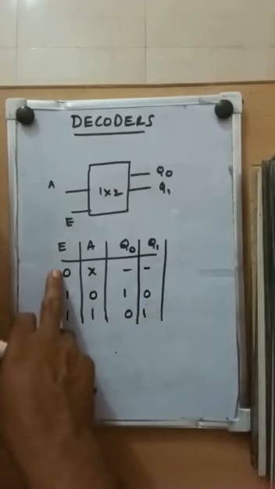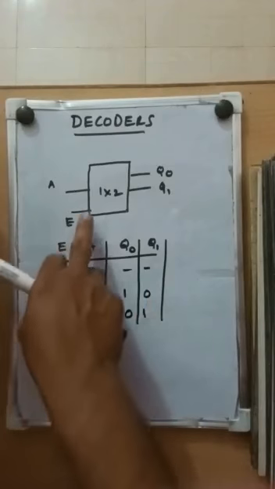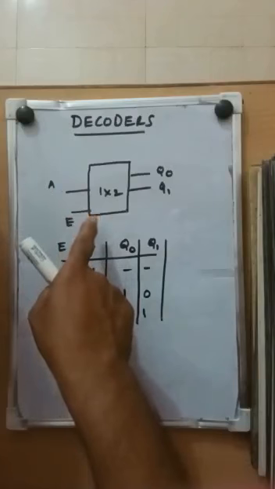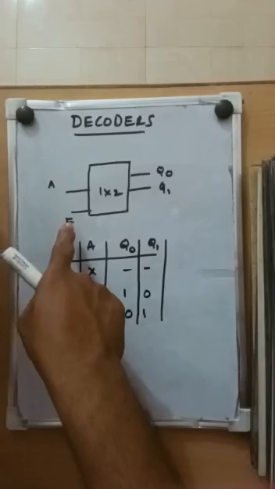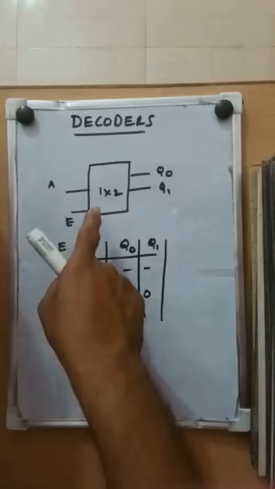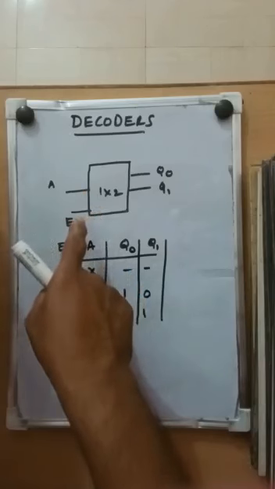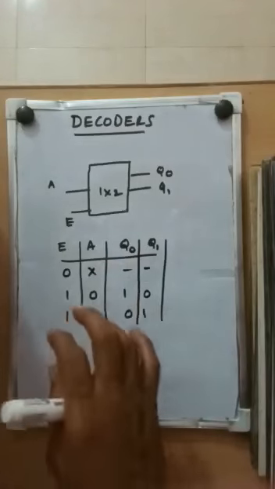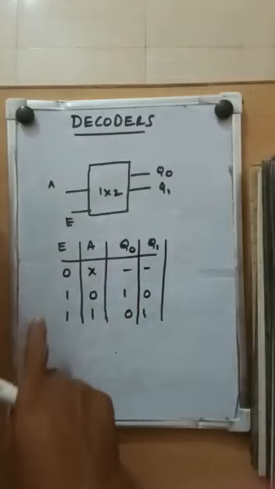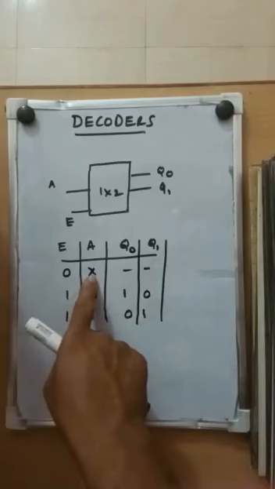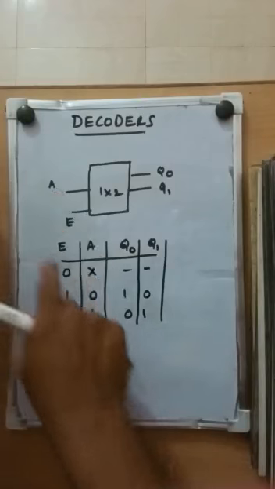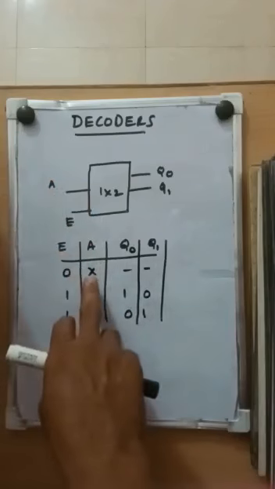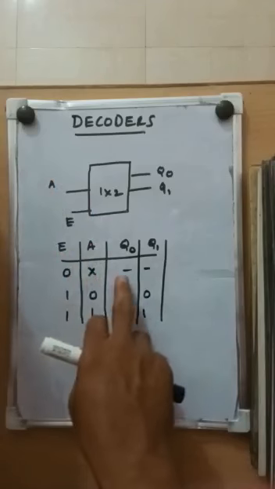The enable pin E is 0 and A is don't care. Every auxiliary component has an enable pin, because if the pin is high, then it starts working, and if the pin is not high or is given 0, then it doesn't work. Since we have so many auxiliary components inside the processor, every auxiliary component should have an enable pin. So when enable is 0, irrespective of the input, which may be either 0 or 1, we insert a don't care condition.